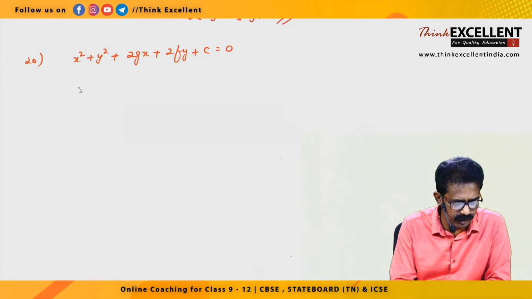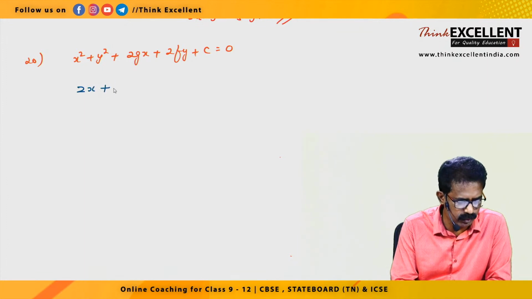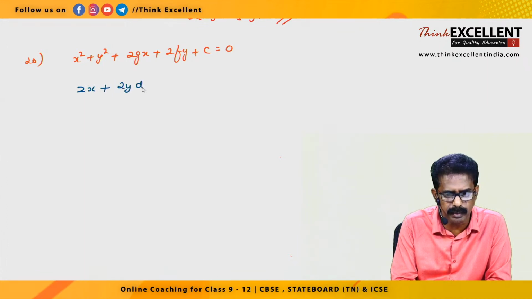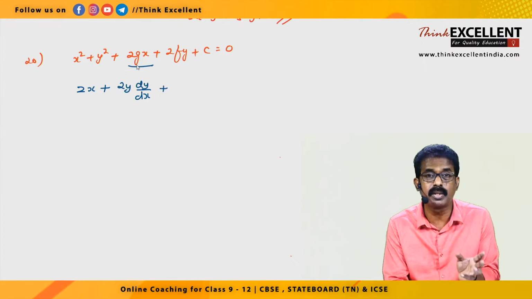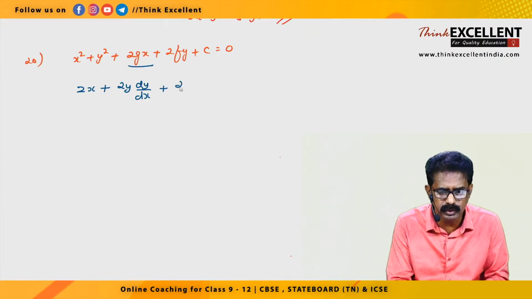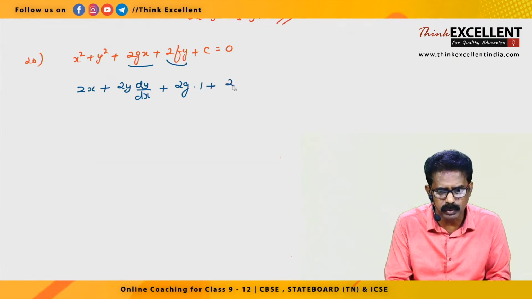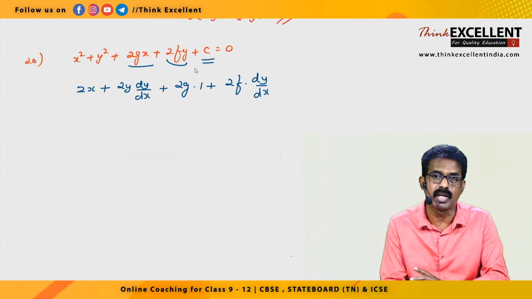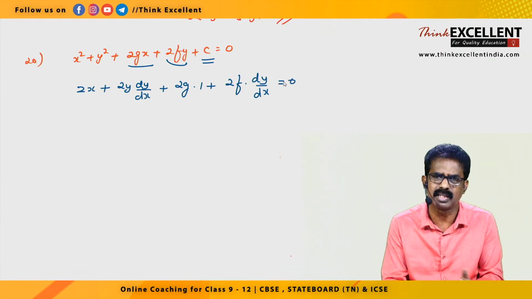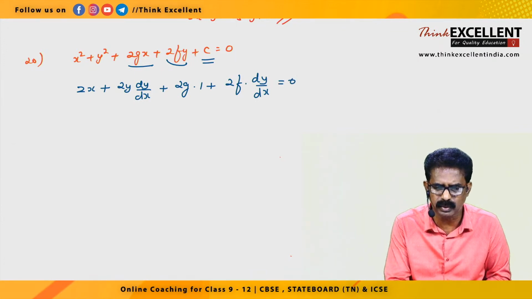x square derivative 2x plus y square derivative 2y dy by dx plus 2gx. Here x is there, not a pure constant, so write 2g as it is, into x derivative 1. Plus in the next term also y is the variable, right? So write 2f as it is, and for y the derivative is dy by dx. Next, c is a pure constant, so what is its derivative? 0, right? Equal to 0. That's it, our differentiation work is over.